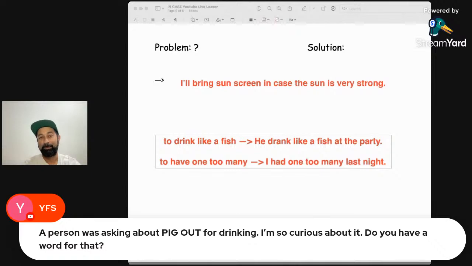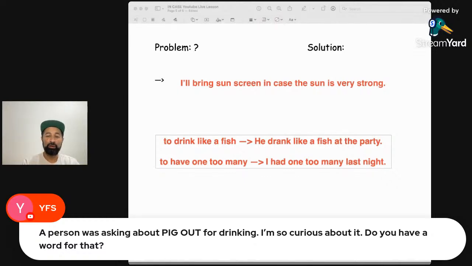So pig out, yeah, usually for food. And if you're talking about drinking, drink like a fish, binge drink, heavy drinker, have one too many. There's many things we can say, but drinking is weird because we usually only use it to talk about alcohol, not soft drinks, not soda, not coffees and teas, but it's for alcohol.